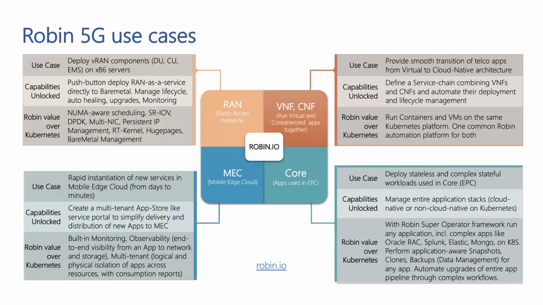Now, let's take a look at what are the key 5G use cases that we solve. So Robin currently solves the problems for the RAN, cloud native RAN, as well as MEC and core, and also any application that runs as CNF, VNF in the telco environment are the 4 use cases that we solve.